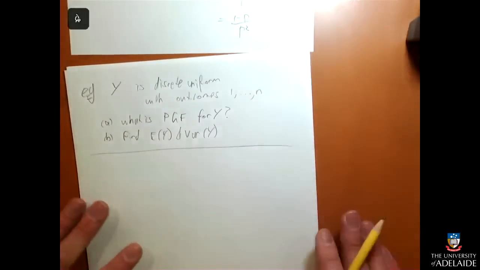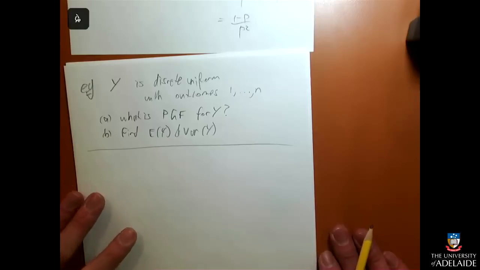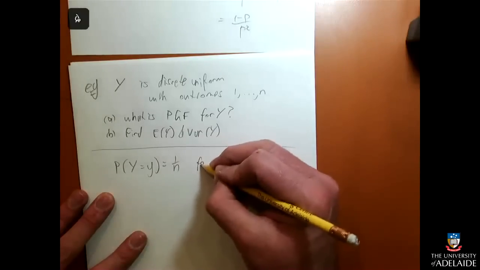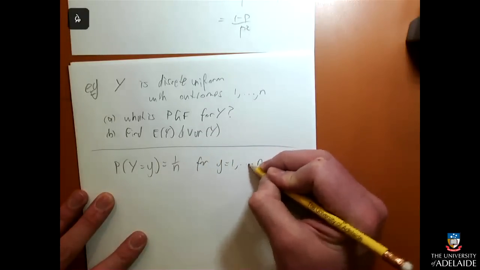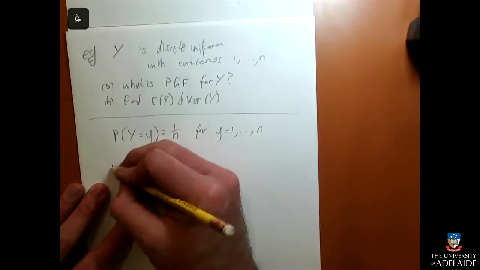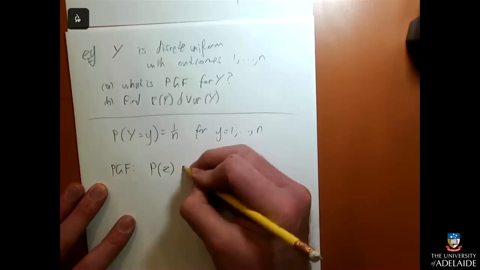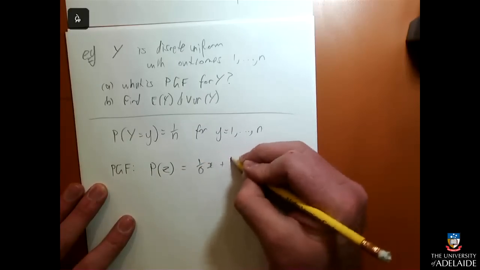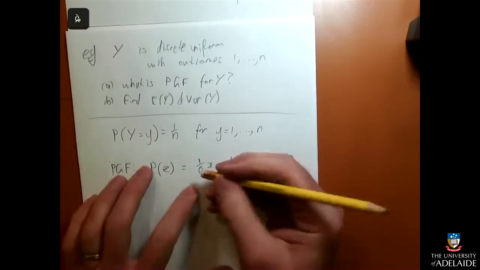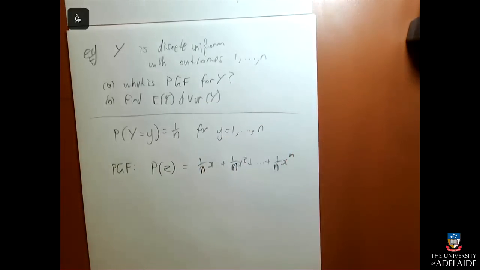so being discrete uniform with those outcomes, that means that every outcome is equally likely, so the probability of each one is 1 on n. So the probability that y is equal to y is 1 on n for y equals 1 to n. Might switch over to z for this one, mix it up a bit. So the probability generating function will be 1 on n x plus 1 on n x squared plus 1 on n x to the n. Not 6n. I'm thinking of a die in my head, which is your classic discrete uniform. Right. Much better.